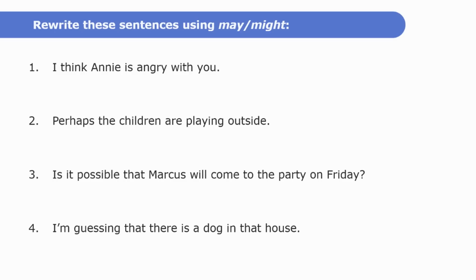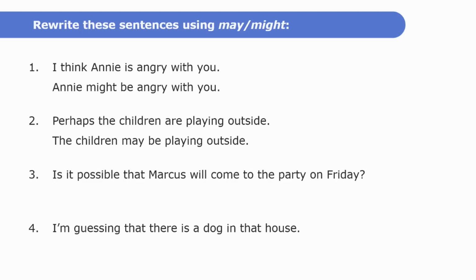All right, let's talk about the answers. Number 1 is, I think Annie is angry with you. The correct answer is, Annie might be angry with you, or Annie may be angry with you. You can use may or might. Number 2, perhaps the children are playing outside. The correct answer to this is, the children may be or might be playing outside.